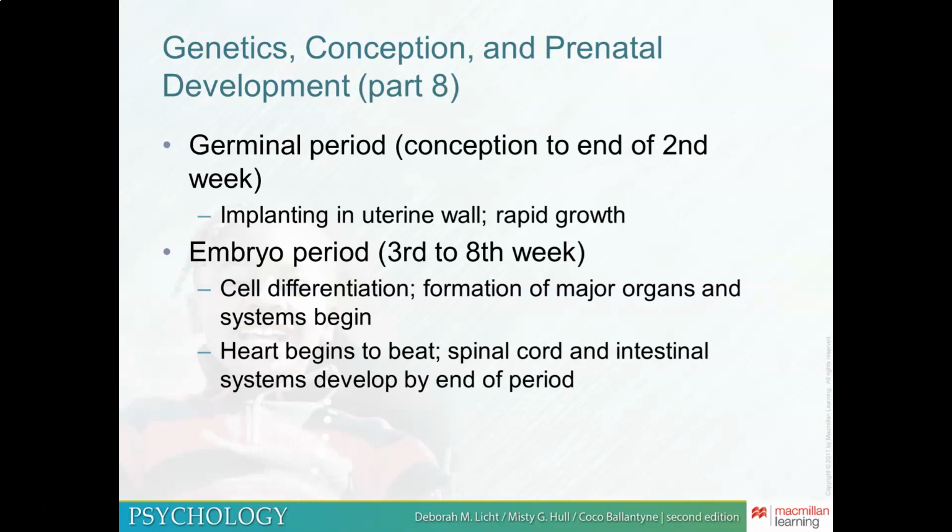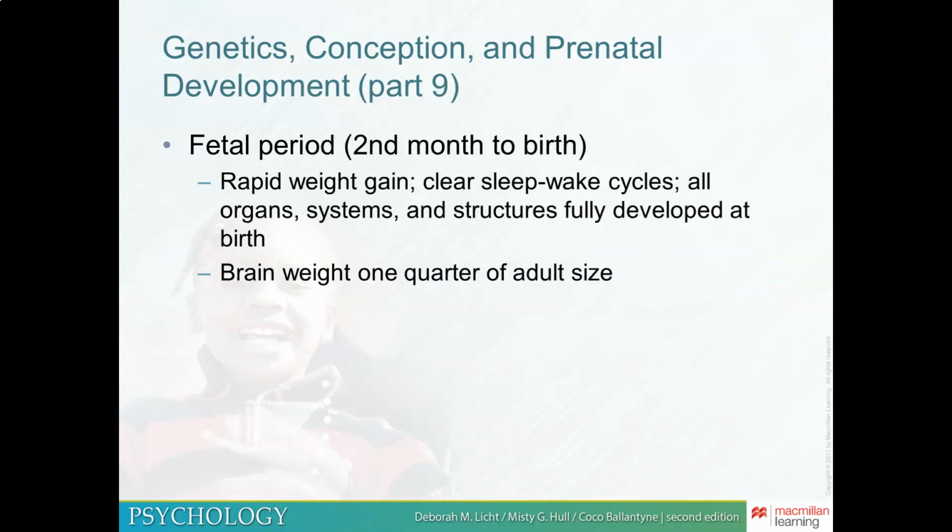They mentioned that formation of major organs and systems begins, the heart begins to beat, and the spinal cord and intestinal systems develop by the end of that period. Now, the fetal period, that's the second month to birth, and that is characterized by rapid weight gain and sleep-wake cycles. All the organ systems and structures are fully developed by birth, and brain weight is 1/4 of adult size by birth.